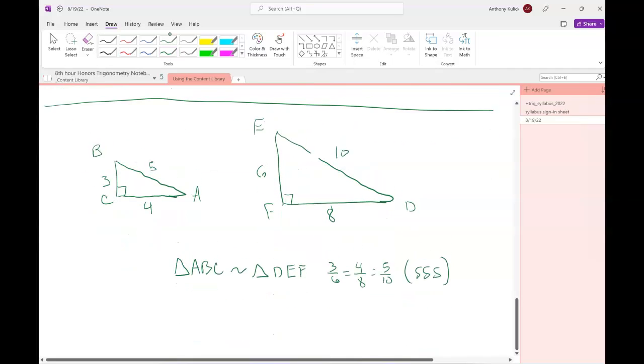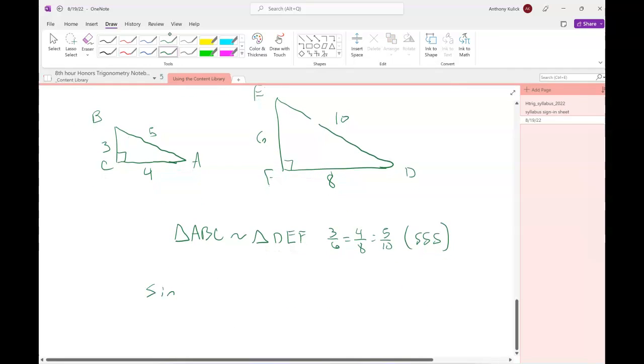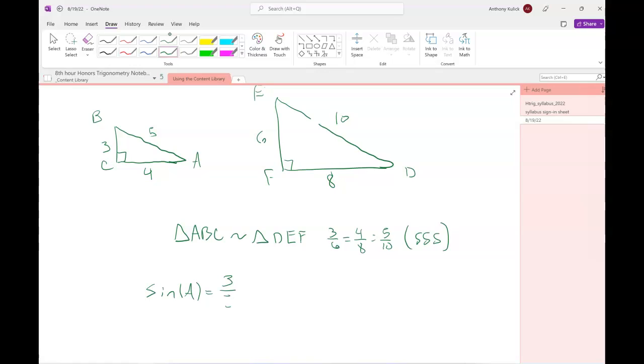So if I take sine of A, that would be opposite over hypotenuse. And I do sine of D, that would be opposite over hypotenuse. What do you guys notice about 6/10? Yeah, that just reduces down to 3/5. And what we're seeing is that sine A is equal to sine D. So what we observe is that for all similar triangles, the values of sine, cosine, and tangent of the corresponding angles are going to be equal.